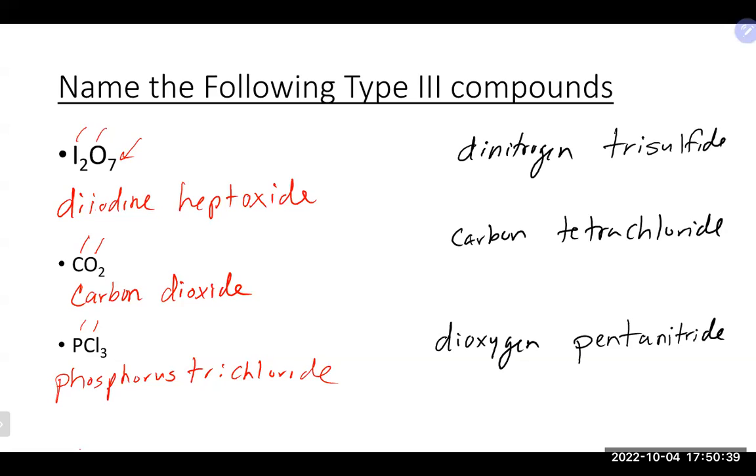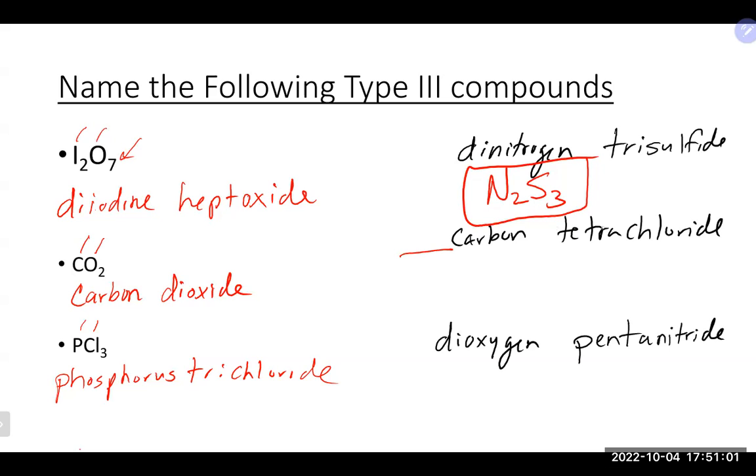Going to the right, I think probably the easiest of all naming stuff is writing the formulas for these guys. There are prefixes. That's all you have to worry about. So dinitrogen, di is 2, nitrogen is N, so that's N2. Tri is 3, sulfide is S, so N2S3 would be our formula.